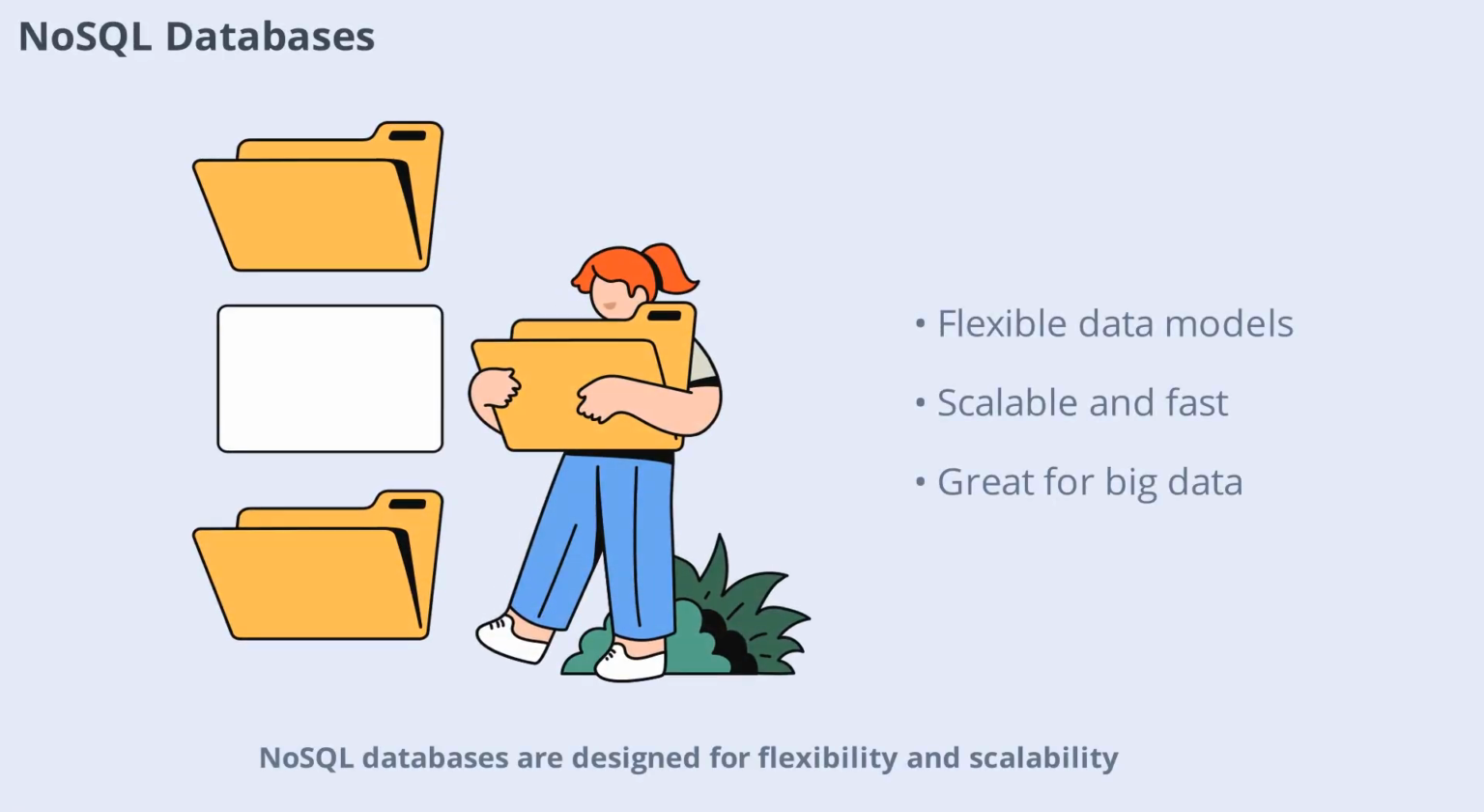NoSQL databases are designed for flexibility and scalability. Unlike relational databases, they don't rely on tables and can store unstructured or semi-structured data. This makes them ideal for applications that handle large volumes of diverse data, like social media platforms or IoT devices. Examples include MongoDB, Cassandra, and Redis. NoSQL databases are often used when speed and the ability to scale horizontally are more important than strict data consistency.